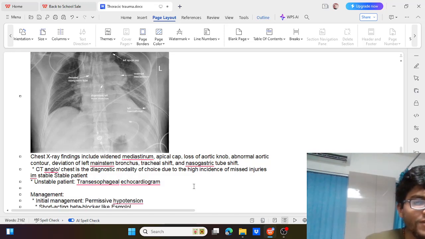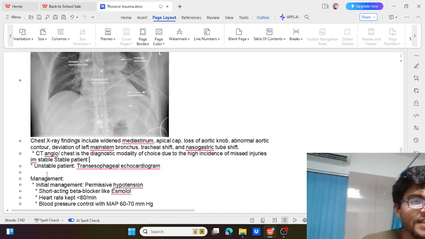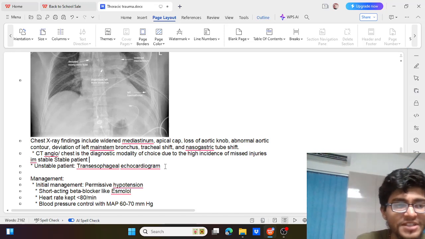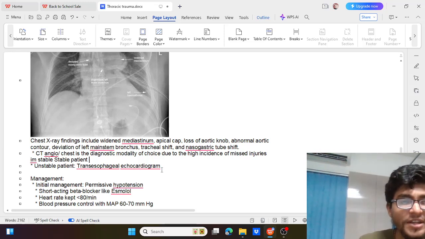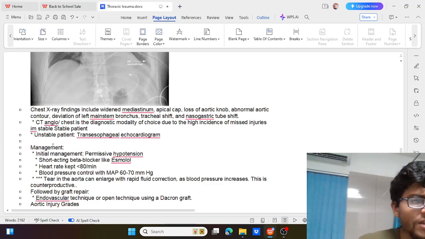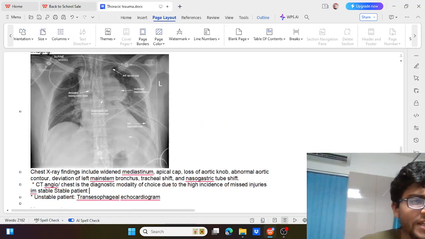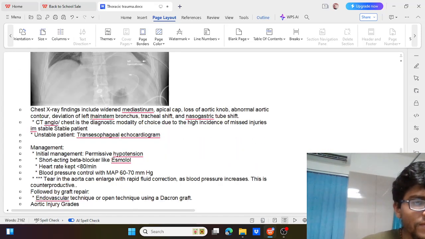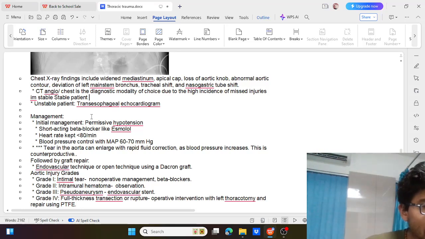Due to high incidence of missed injury in a stable patient, it can be delayed and cause difficulty later. And in case the patient is unstable, we can go for a transesophageal echocardiogram because that will need emergency management. So this was about aortic injury, the findings in the imaging.